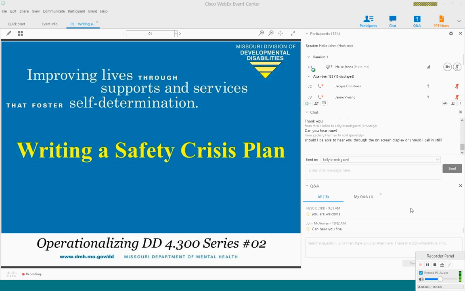This is the second of an ongoing series of trainings following the initial training on the Directive 4.300, which is kind of the gap or the bridge to the behavior support rule that's currently being looked at and hopefully will be in place soon. So the purpose of today is to talk about what a safety crisis plan is, kind of zoom in on all the things that go into making one, and then to kind of walk through one template that was provided in the Directive.